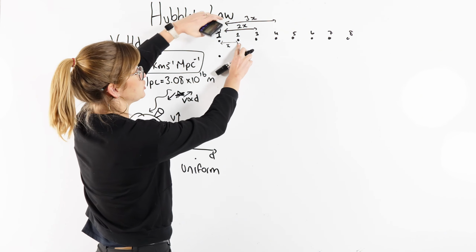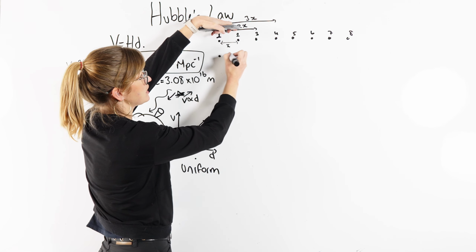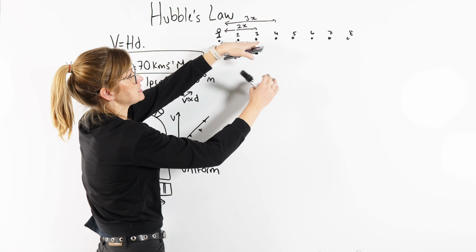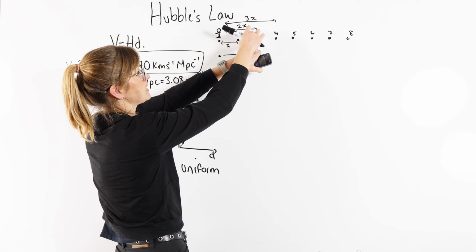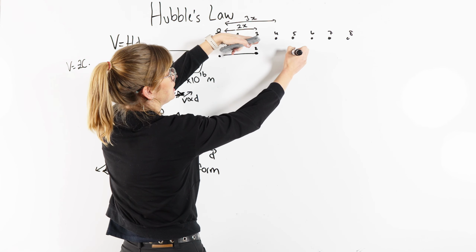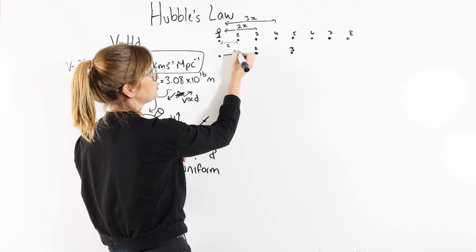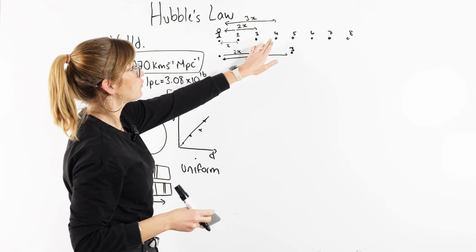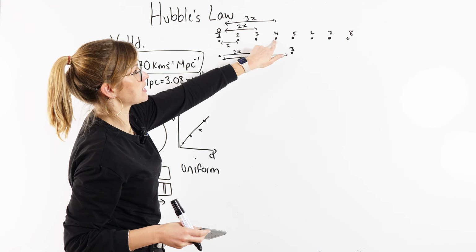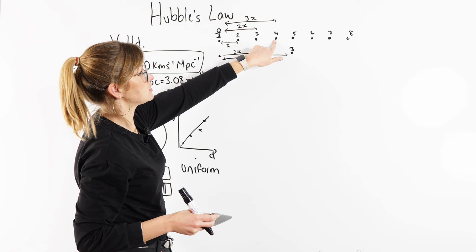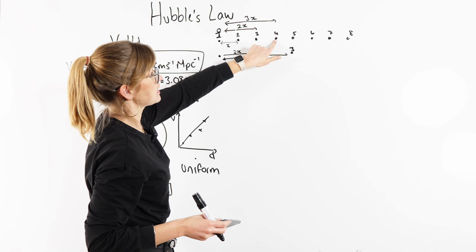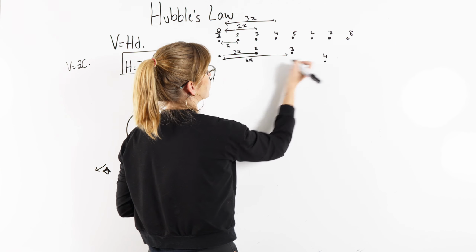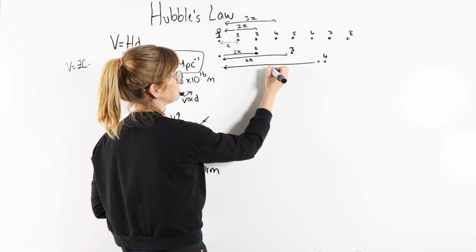So instead of galaxy 2 being x away from us, it's now going to be 2x away from us. There's where 2 is. Instead of galaxy 3 being 2x away from us, it's now going to be 4x away from us. There's 1x, 2x, 3x, 4x. So there is where star 3 is now. If I look at number 4, it was 3x away, but it's getting doubled. It's going to be 6x away. So there's 1x, 2x, 3x, 4x, 5x, 6x. So that now is where star 4 is.